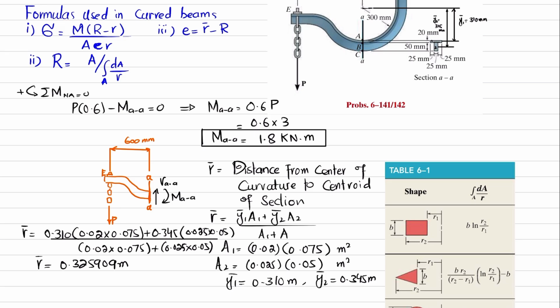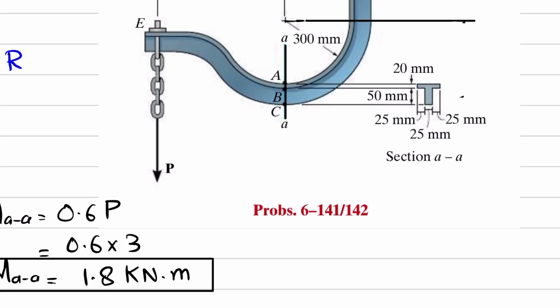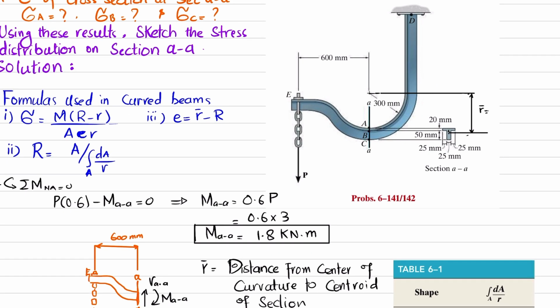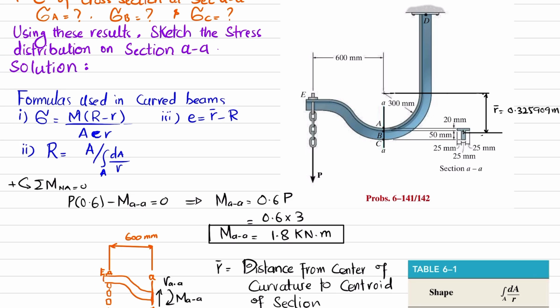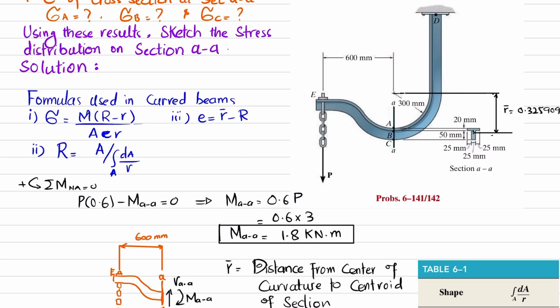So it is basically the distance between center of curvature till the centroid of first section. So let me delete these things. You have now a clear understanding. So we found out that this is the centroid, which is C. So distance from the center of curvature till the centroid is R dash. Clear? So we have found this R dash comes out to be 0.325909 meter.